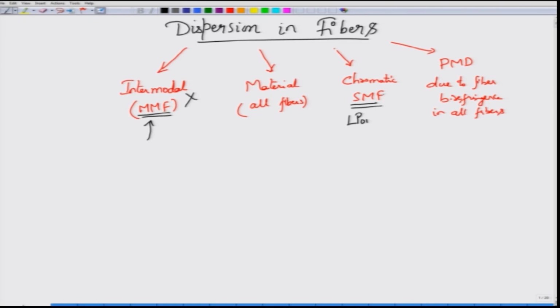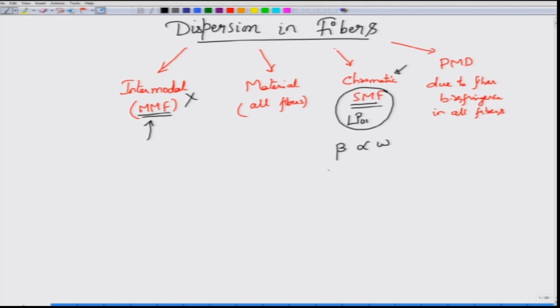However, even single mode fibers exhibit a kind of dispersion which is very important for long distance optical communications. This dispersion is called chromatic dispersion, and it arises simply because beta is a complicated function of frequency.